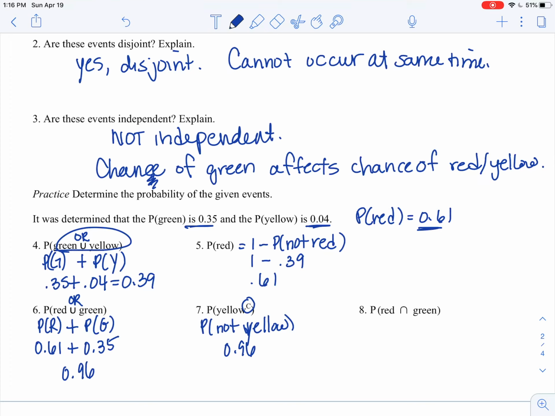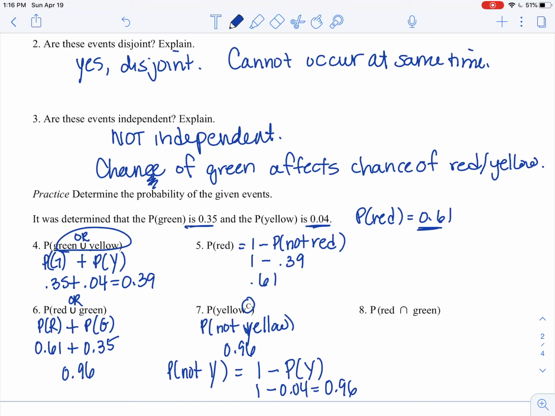Another way you could look at it is to use that complement rule. If I want the probability of not yellow, I do 1 minus the probability of getting a yellow. So 1 minus the probability of yellow, which is 0.04, also comes out to be 0.96. So again, it's up to you which way you want to do that complement probability. If you want to just strictly calculate it based on the other events or do the not probability type thing, it's up to you.